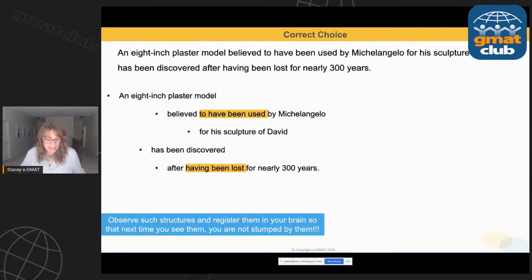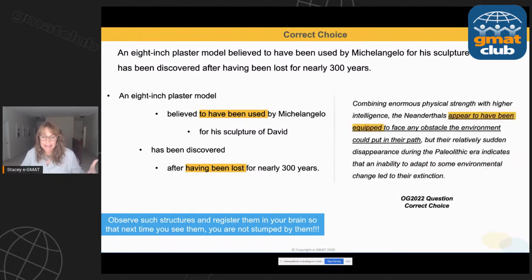Here's our correct choice. Notice the structure change to have been used by Michelangelo after having been lost for nearly 300 years. So this is a structure, but here is another OG question that just came out in OG 2022 that is a correct answer choice. So the good thing with structures with GMAT is they tend to repeat themselves. Once you see a structure and you get comfortable with that structure, you get comfortable with that verb usage telling the story, you will see these repeated patterns.